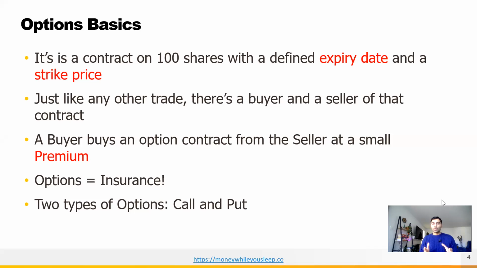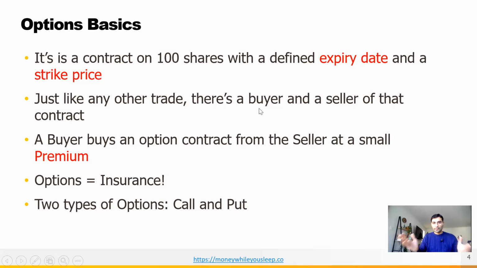For example, if we are talking about a Tesla option contract, and Tesla is trading around $800, then by virtue of knowing that there is one contract of option, you should calculate that we are talking about 800 multiplied by 100. How much does it become? $80,000. That's the underlying stock value we are talking about when we are trading one contract of option of Tesla. Just like any other trade, there is a buyer and a seller of this contract.